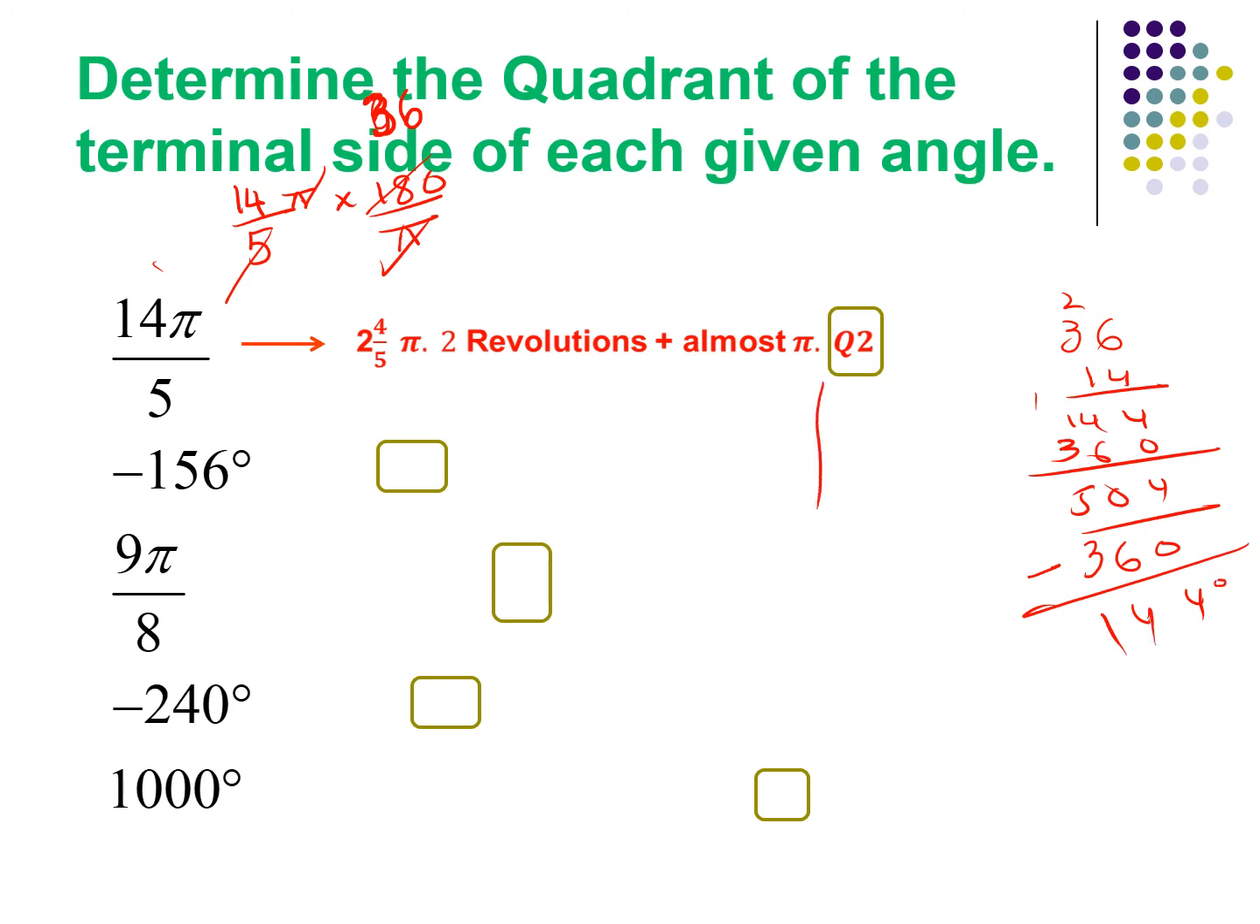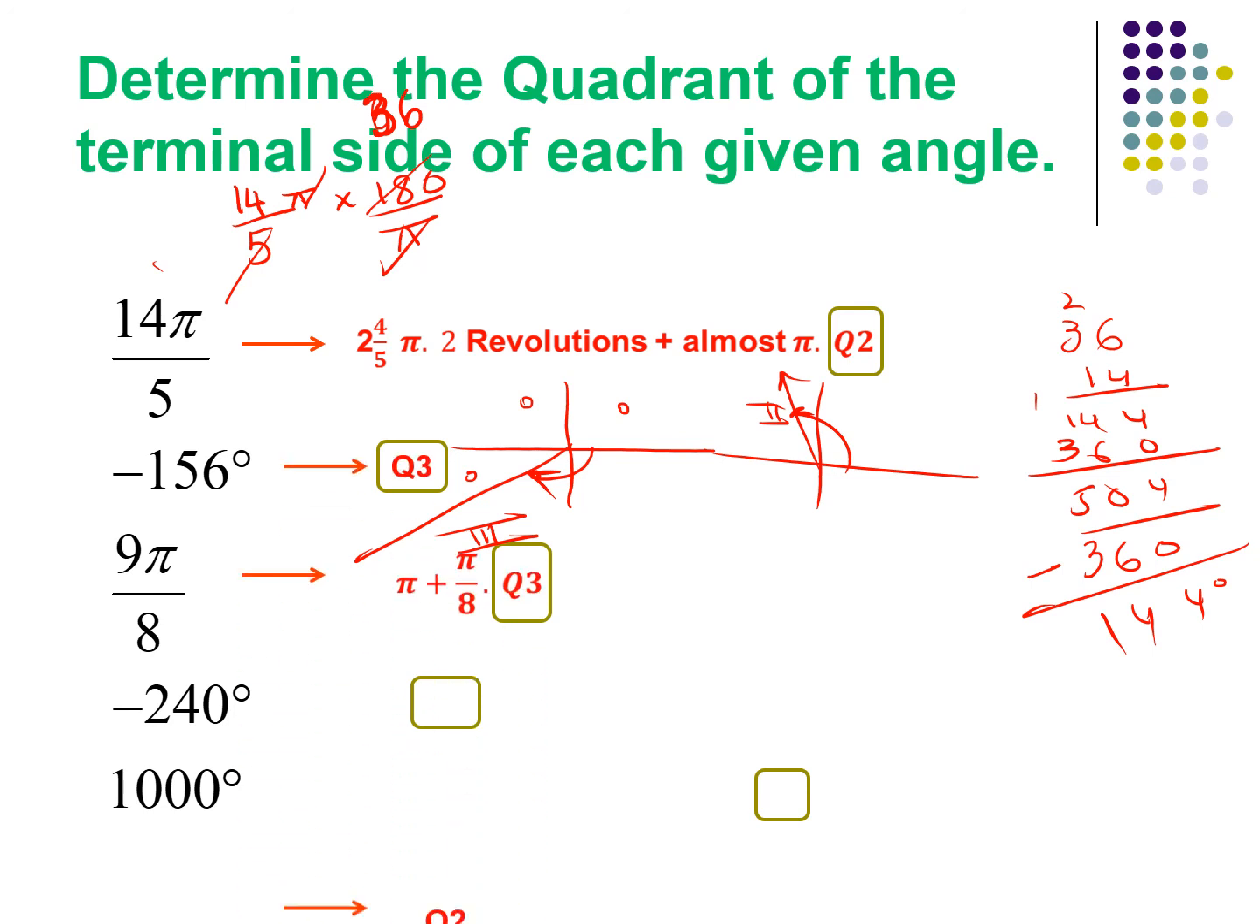Now when you draw 144 degree, it would be over here, which means it would be in your second quadrant. Now negative 156, because of the negative sign, you will go in the clockwise direction, and negative 156 will lie in the third quadrant, because 1, 2, and this is the third quadrant. Similarly, do the other questions. That means 9 pi over 8, if you look here, will be in quadrant 3. For negative 240, it is quadrant number 2.